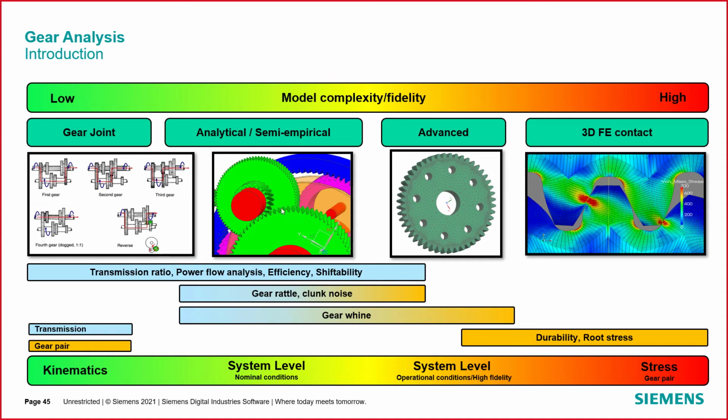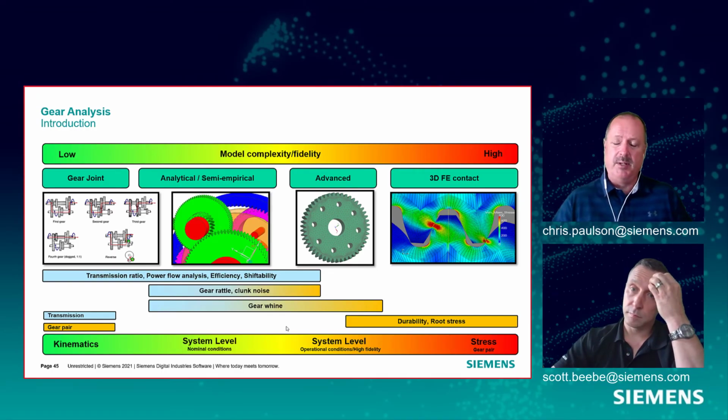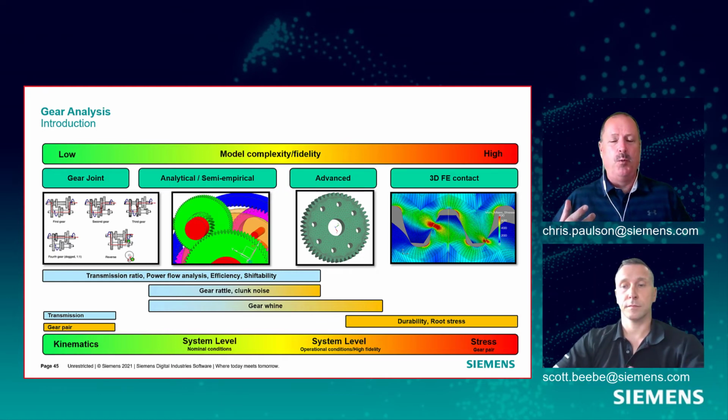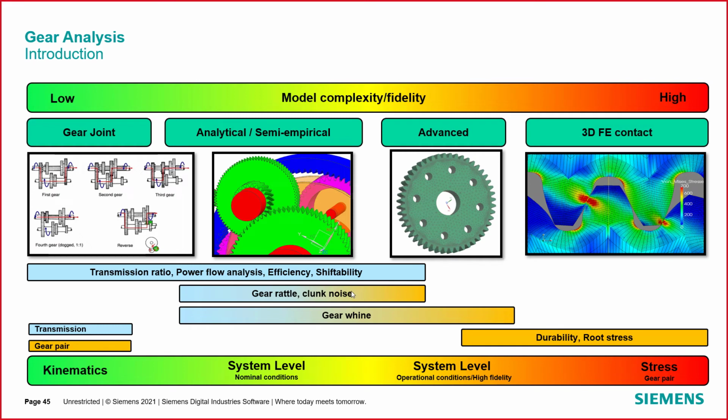In the middle zone is where we like to live for multi-body dynamics, where we can look at things from a system perspective. Again, we take advantage of the known profiles, the known contact, and the known phenomenon that a tooth is going to be stiffer when it's contacting at the root than at the tip. We can develop equations that allow us to calculate those gear mesh forces. With an analytical and semi-empirical approach, we can look at things like rattle, clunk, and a little bit of gear whine.